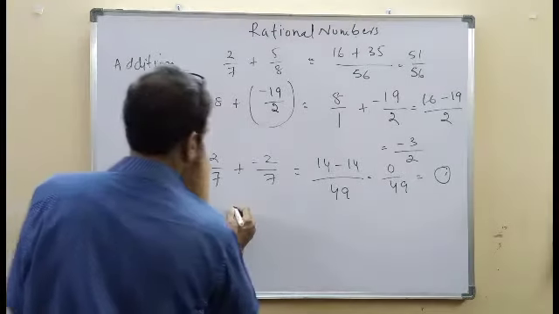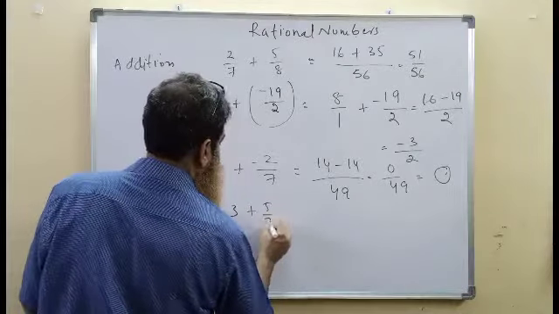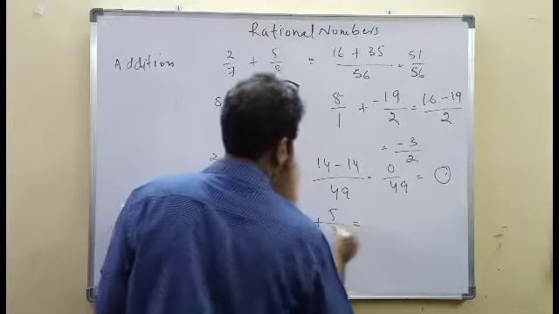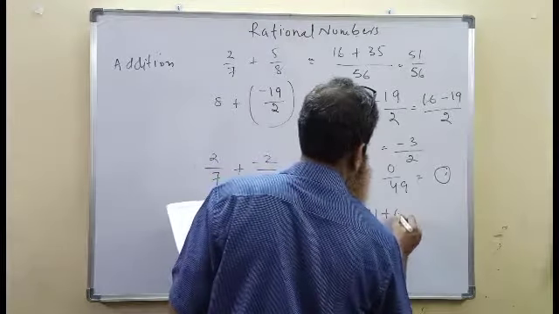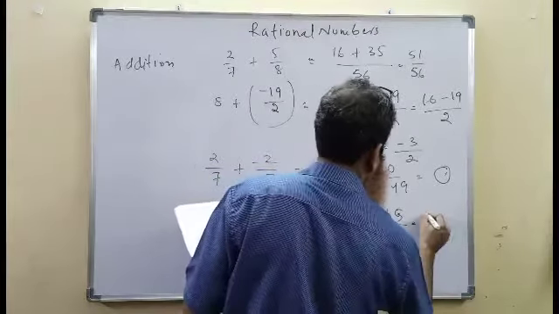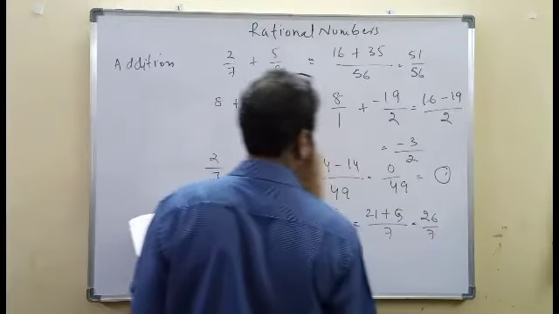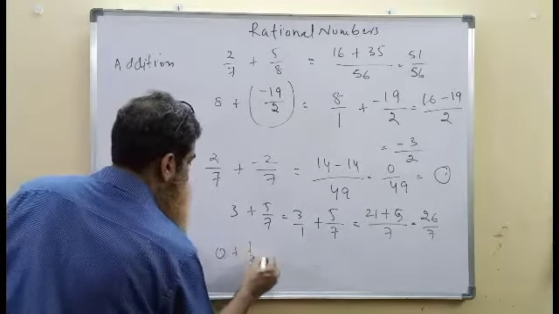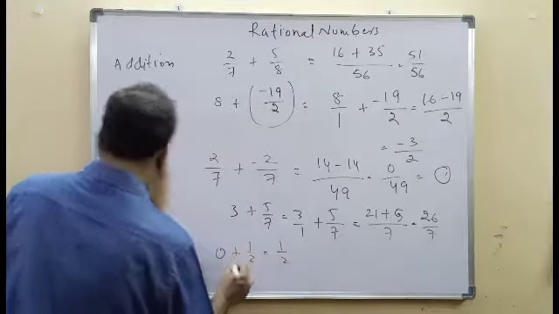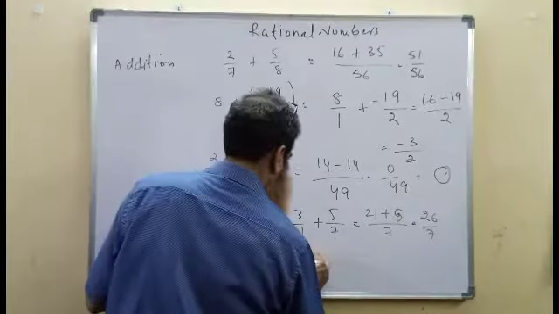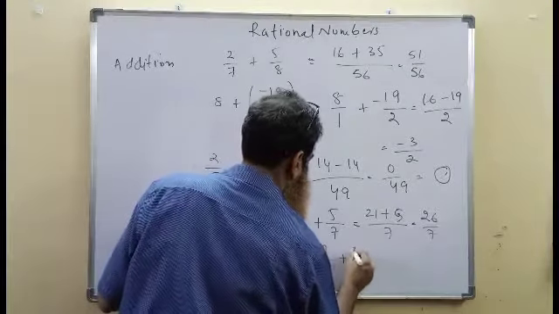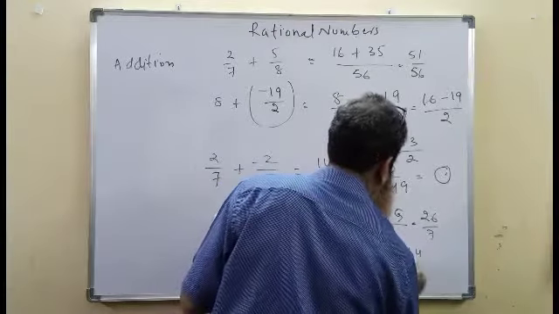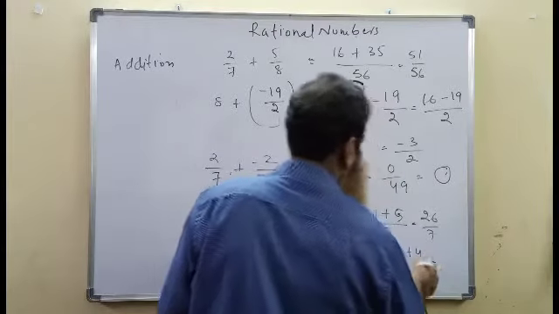3 plus 5 by 7 is equal to 3 by 1 plus 5 by 7, which is 21 plus 5 by 7, equal to 26 by 7. Again, it's a rational number. 0 plus 1 by 2 is 1 by 2. It's a rational number. 7 by 2 plus 2 by 7 is 49 plus 4 by 14. It is 53 by 14.